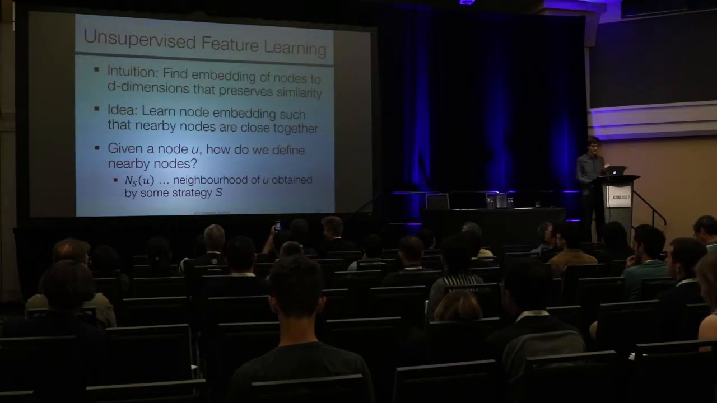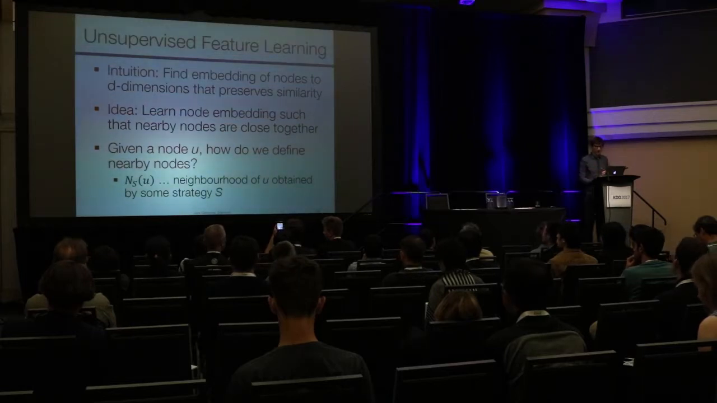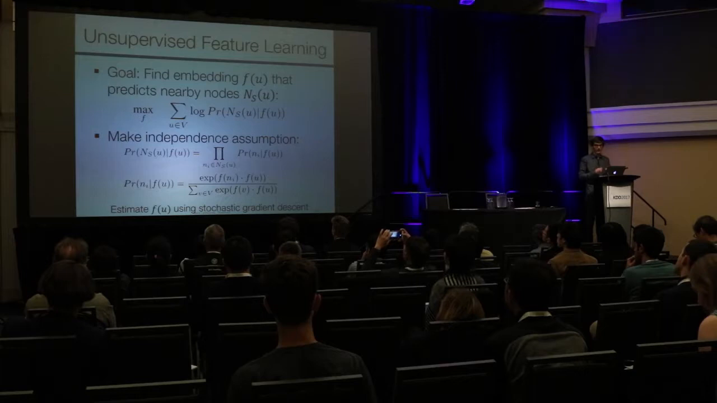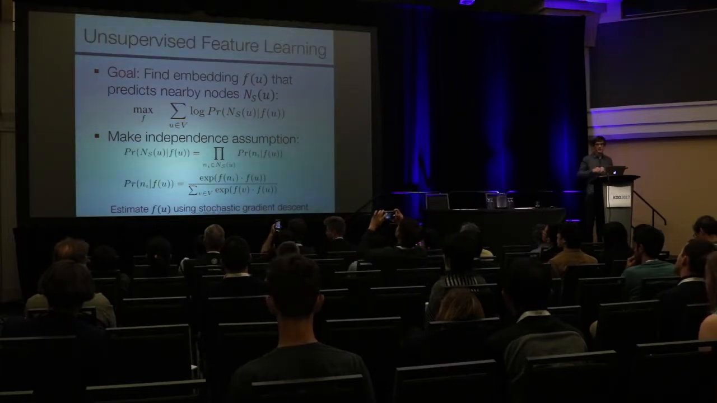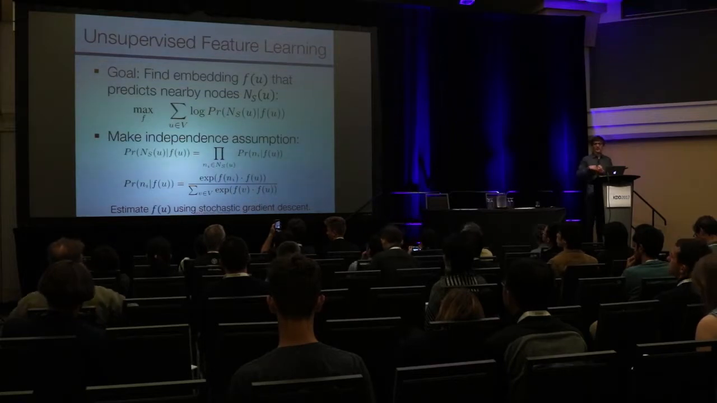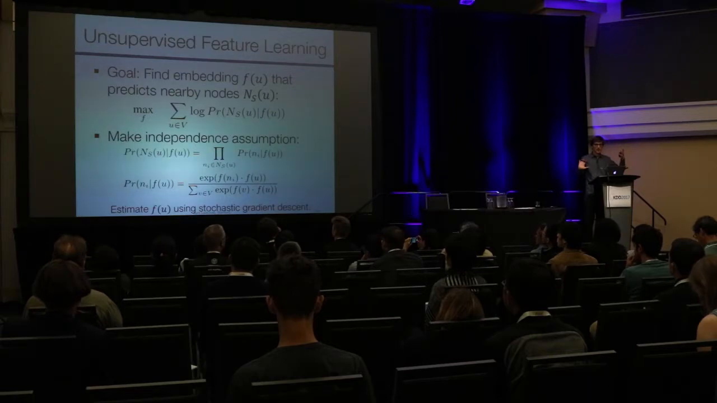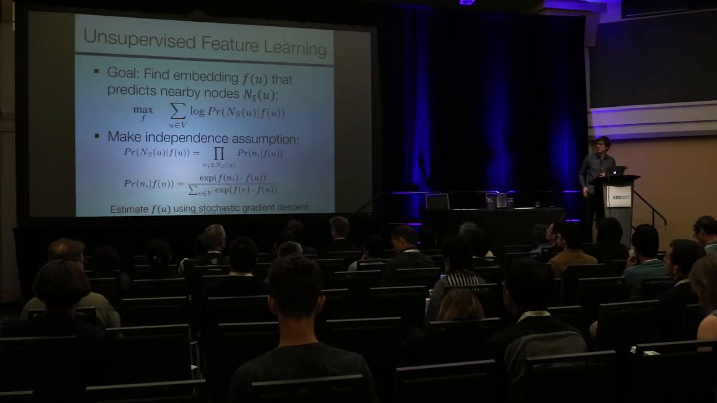Now that I have that, how do I take this intuition and transform it into an optimization problem? I want to find an embedding, basically coordinates of every node u, so that I'm able to predict its neighbors, the nodes in its neighborhood. I want to find f, the coordinates of all my nodes. So the number of parameters that I'm optimizing over is the number of nodes times the number of dimensions.